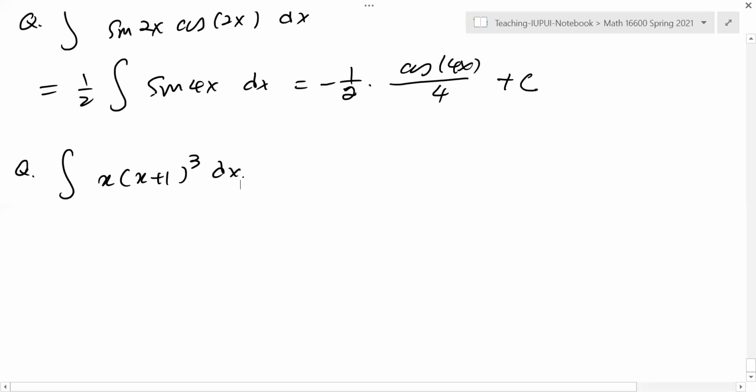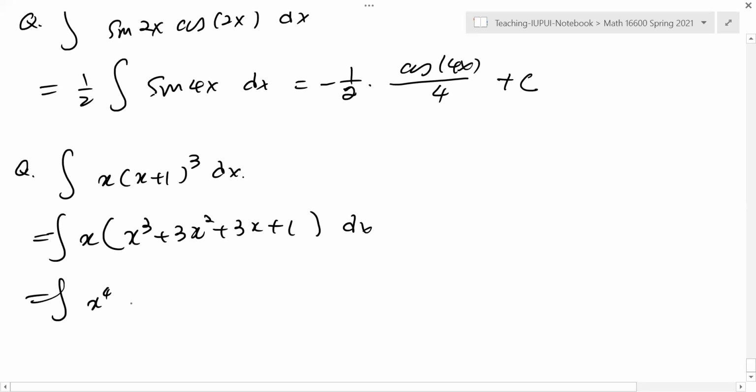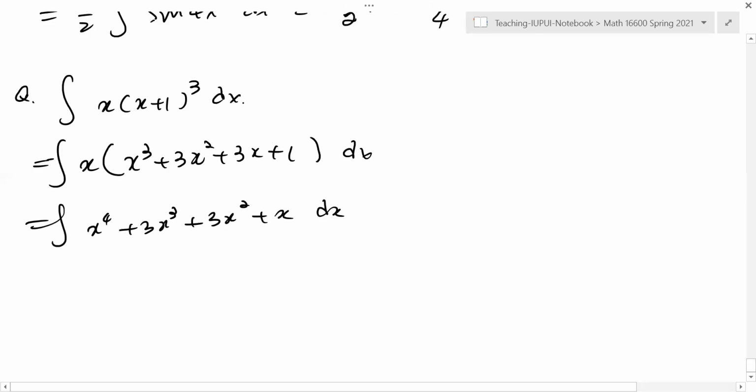All right, so for this problem, I have a couple ways to do it because x plus 1 is really not complicated. So we know the formula, right? So it's x cubed plus 3x squared plus 3x plus 1. Then you get x to the fourth power, 3x cubed and 3x squared and x. So it's polynomial. Then you write all the terms, right?